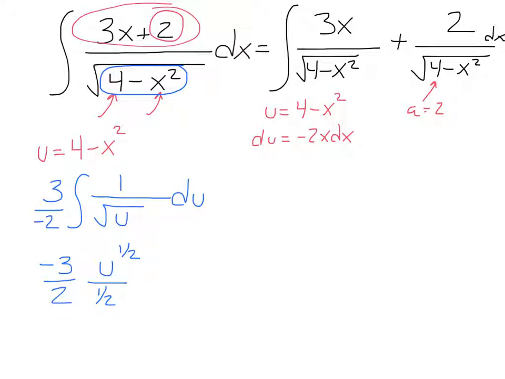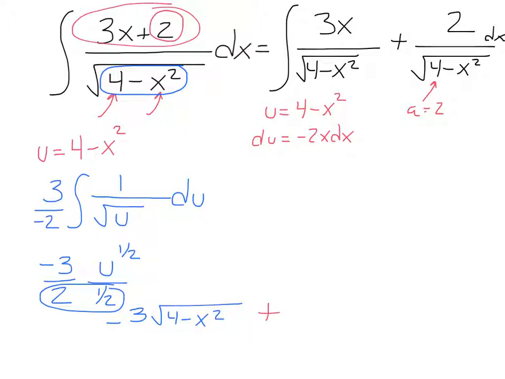That's our first fraction. And so our final answer for that piece, I'm not done with the second integral yet, but I have negative just 3, because the 2 times 1/2 will multiply to be 1, square root of u, which was 4 minus x squared.